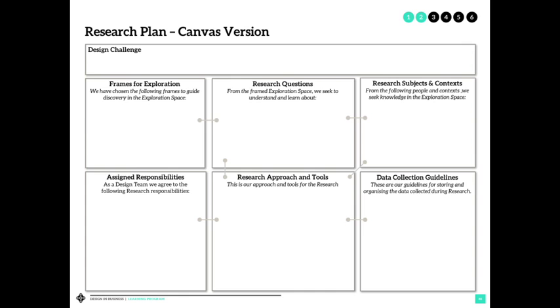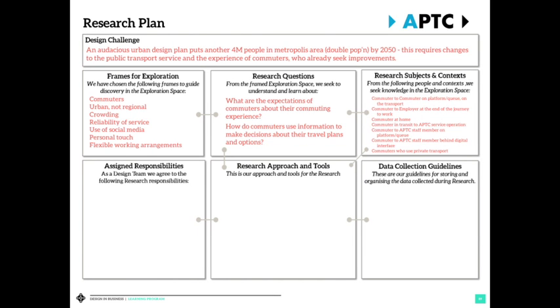All I really wanted to do was take you through the APTC, which is our fictitious transportation company. You can see that there is a design challenge in which there is a significant hit on the public transportation network that's coming through, and they're looking for ways to improve that experience. So we've chosen a series of frames, which are commuters, urban commuters, crowding, reliability of service, use of social media, personal touch. These are the frames which we'll talk about in the next module and how you do that.